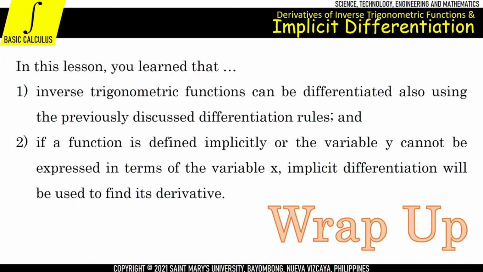Now in this lesson, you learned that inverse trigonometric functions can be differentiated using the previously discussed differentiation rules. Next, if a function is defined implicitly or the variable cannot be expressed in terms of the variable x, implicit differentiation will be used to find its derivative. So, gaya ng sinabi natin kanina, for implicit differentiation, ginagamit natin yon kapag yung equation natin cannot be expressed in terms of x. And that is our lesson for today.